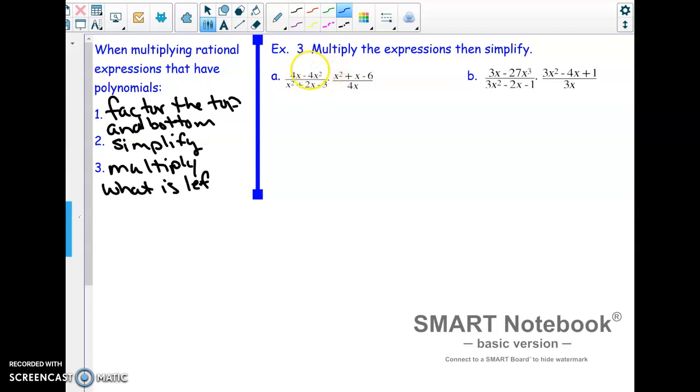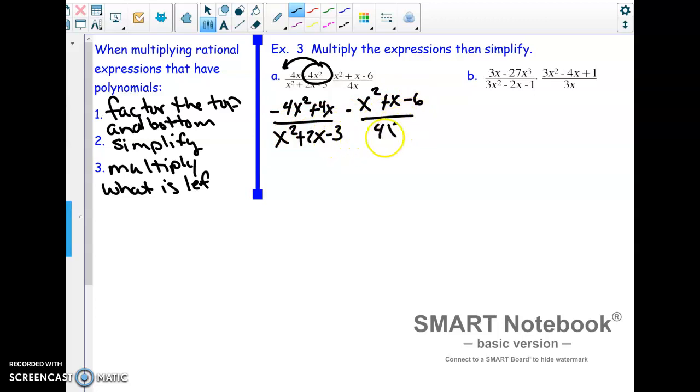Also, I'm going to rewrite this negative 4x squared first because it'll be easier for me to factor. So reorder it as negative 4x squared plus 4x. All I did was bring the negative to the front. And again, this 4x was originally positive. Times x squared plus x minus 6. And then x squared plus 2x minus 3. And then over 4x.